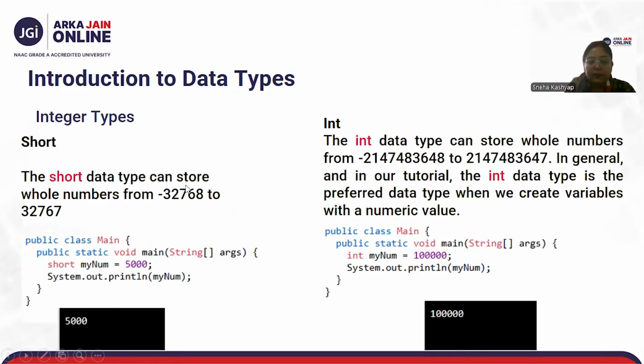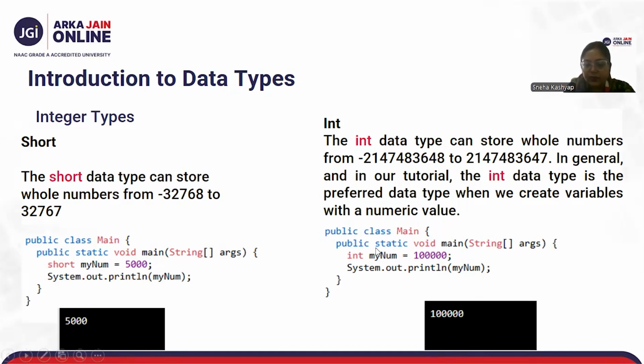The short data type can store whole numbers ranging from this. Now let's go to the program first. My main program, again the class name is Main. Earlier I stored the value 100. Here I have taken my num and placed the value 5000. Now if I give the command to print my num, it will simply print 5000.